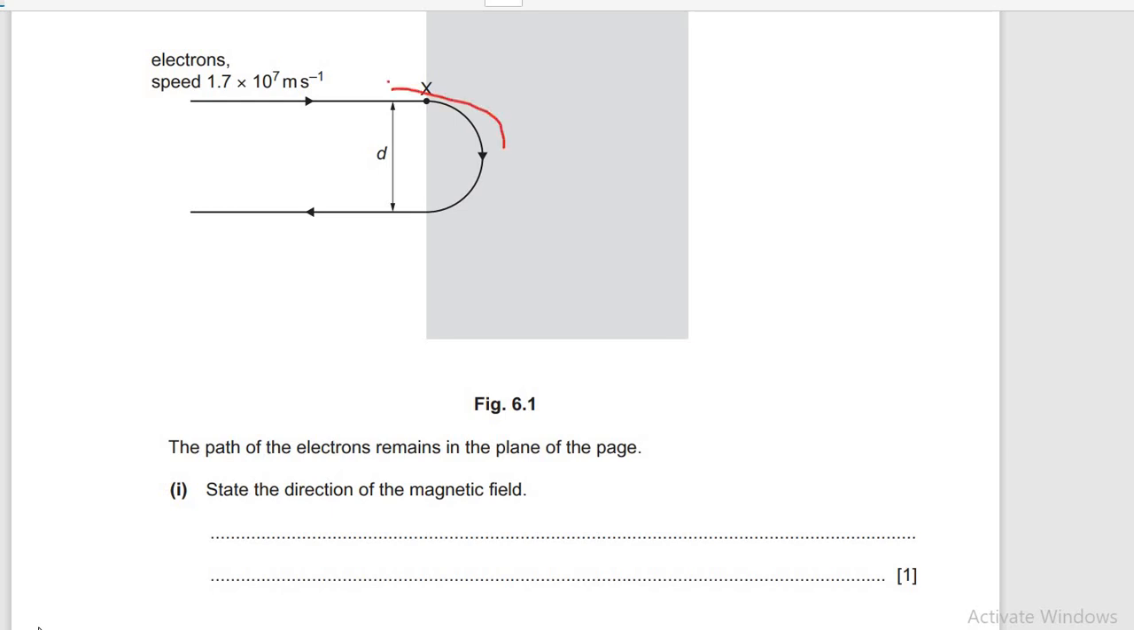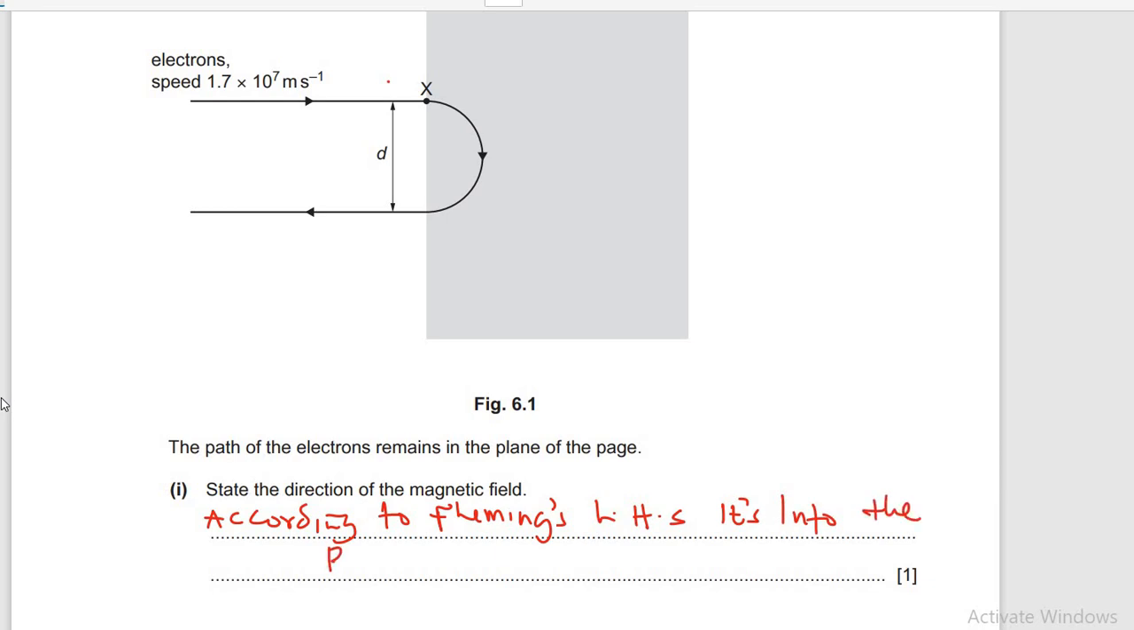Like you can see, the force is downward. So what is the direction of the magnetic field? Since the force is downward, according to Fleming's left-hand rule, there's no way I can show you my hand right now, but according to Fleming's left-hand rule, the direction of the magnetic field is into the page.